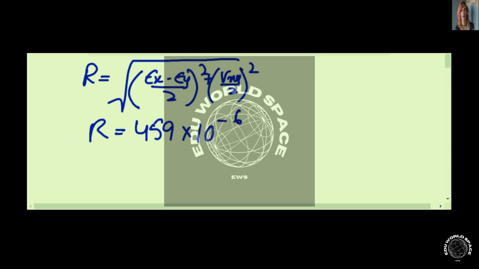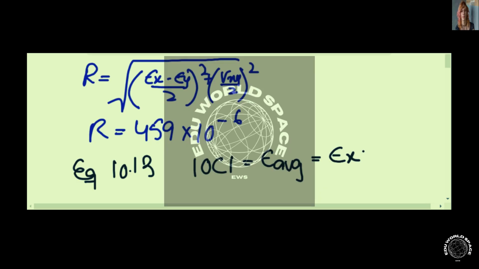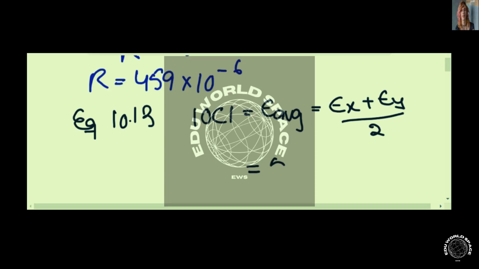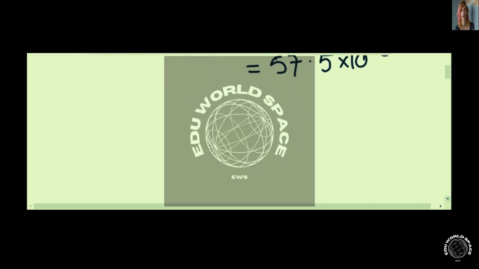Now we are going to finally find out the origin of the axis using equation 10.13, right? So that is equal to the average value of the strain, which is basically the sum of the strains divided by 2. You have the values, plug them in, and you can find it out by yourself, that it is equal to 57.5 into 10 raised to power negative 6, right? We just need to draw the Mohr circle now.